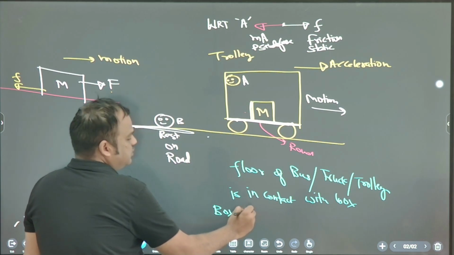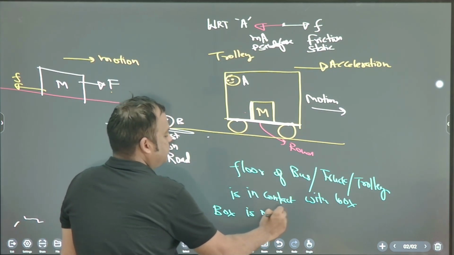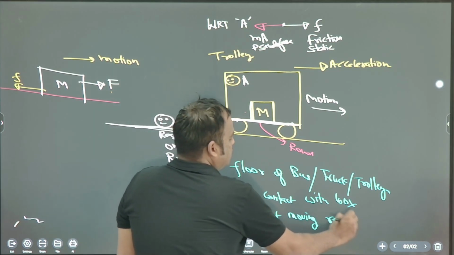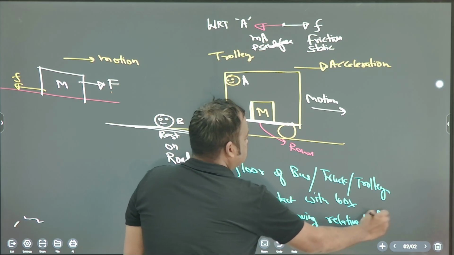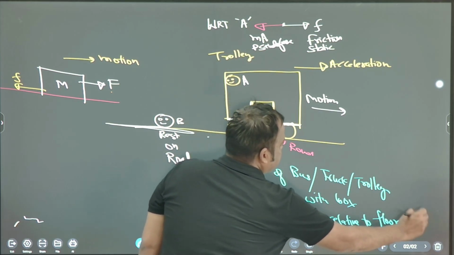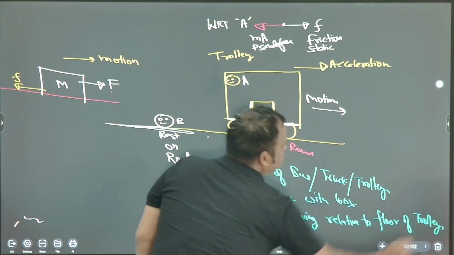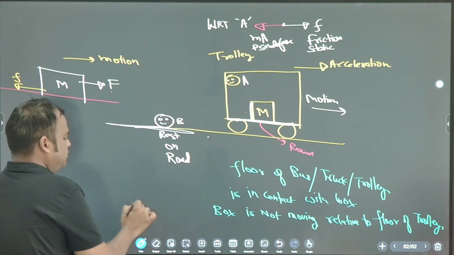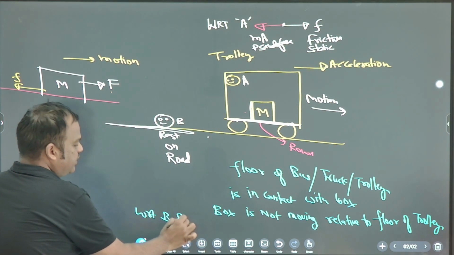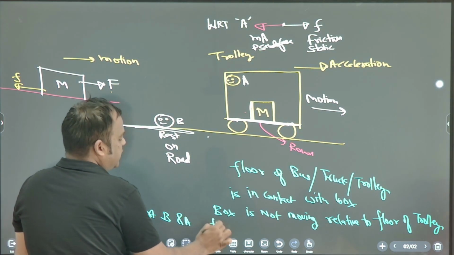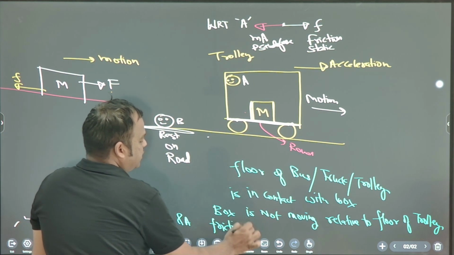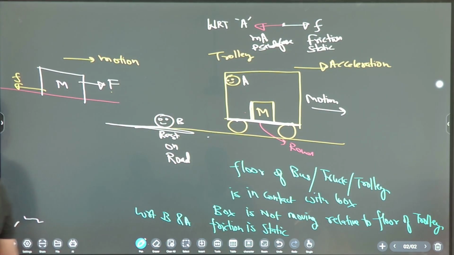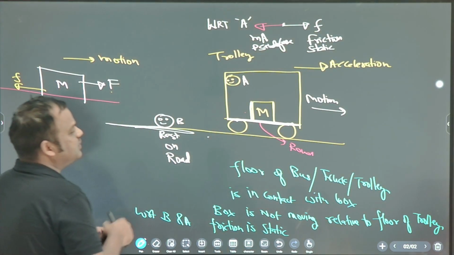So the box is not moving relative to the floor of the trolley. So with respect to A and B both, friction is static. Friction is static. Are you getting? Okay, understood?